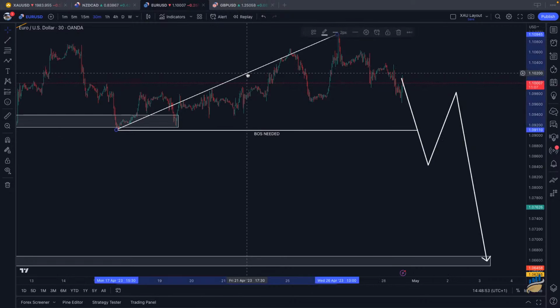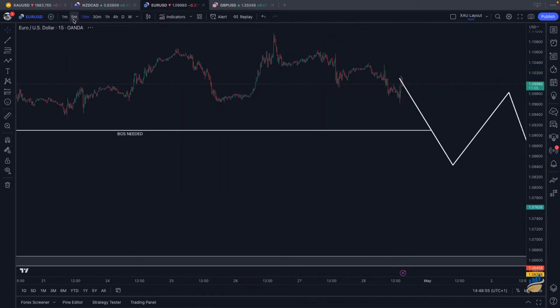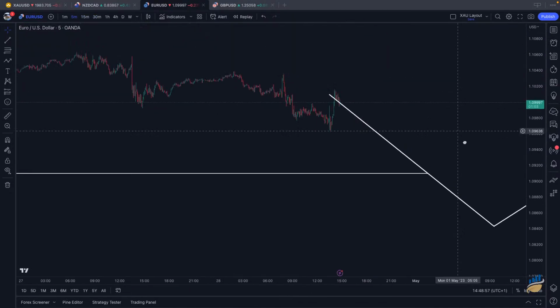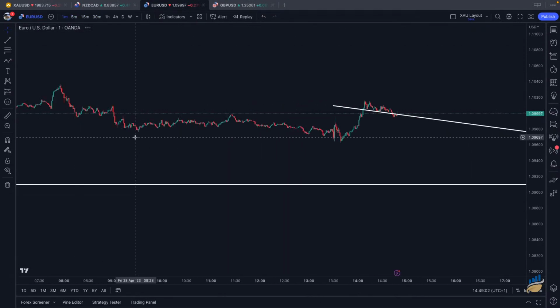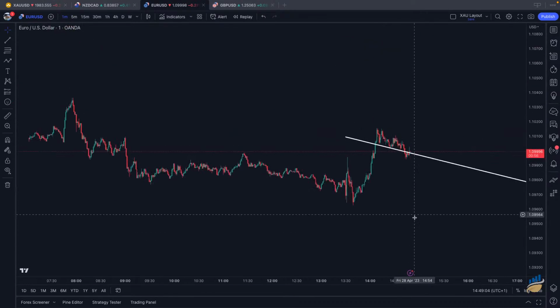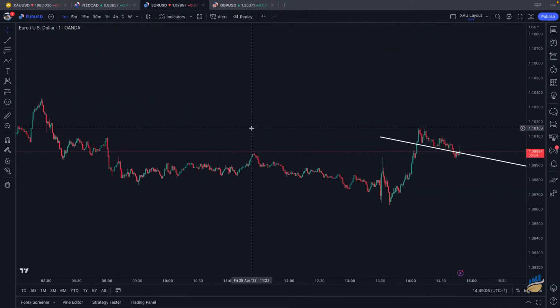Let's have a look. So we'll just get rid of that there. Just going to go down to the 15 and 5 minute time frames just to see if price is only coming back up at the moment to tap into an unmitigated area. I'm almost guaranteed that's the case.